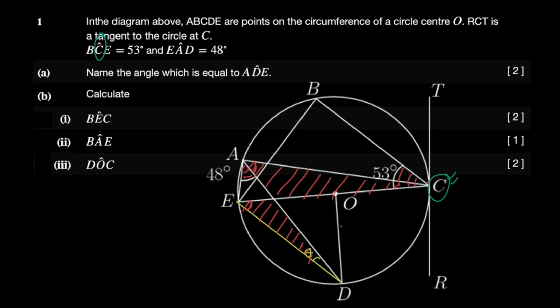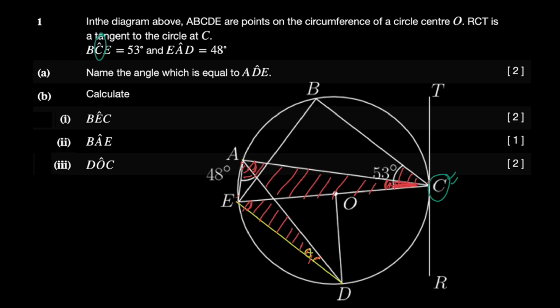In the same sense, these two angles, which are the angle that we're looking for and this particular angle here, share a chord. The chord is AE. If they're sharing a chord, it means that the angles subtended at the circumference must be the same. So the other angle would be this particular angle right here.